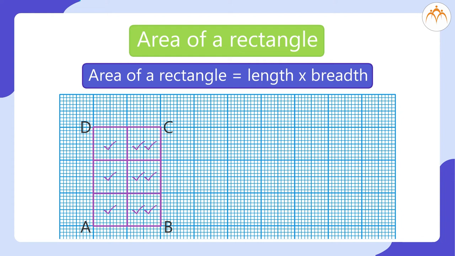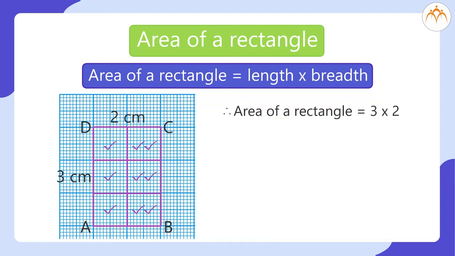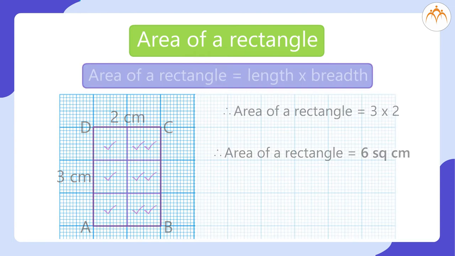In the figure ABCD, the length, that is the longer side, is 3 centimeters and the breadth, that is the shorter side, is 2 centimeters. Therefore, area of a rectangle is equal to 3 multiplied by 2. So, area of a rectangle is 6 square centimeters.